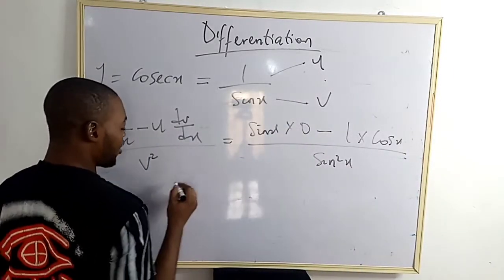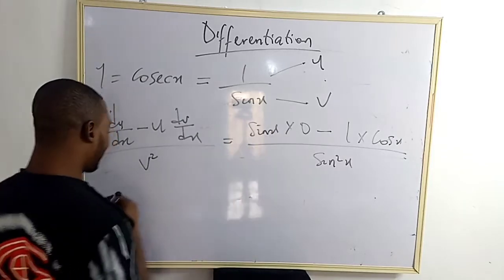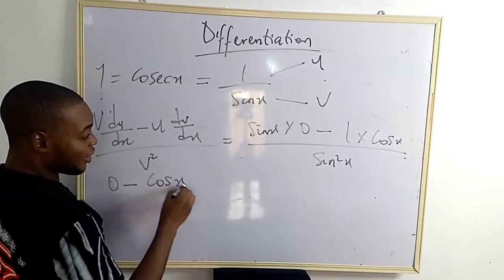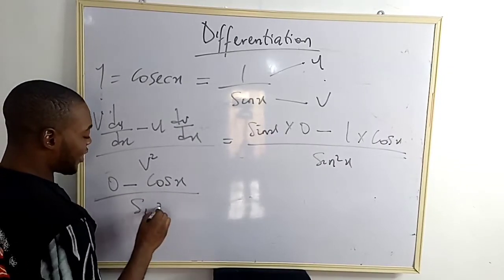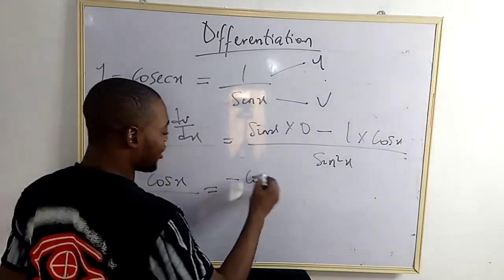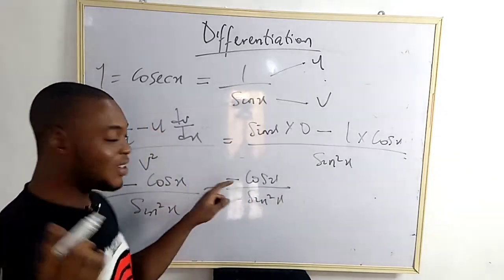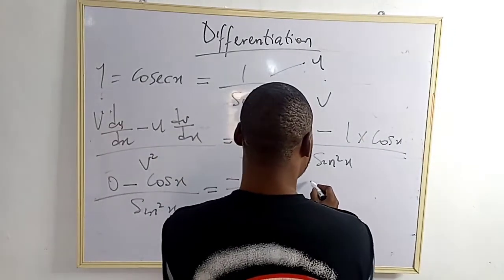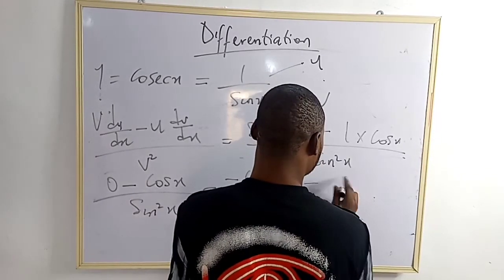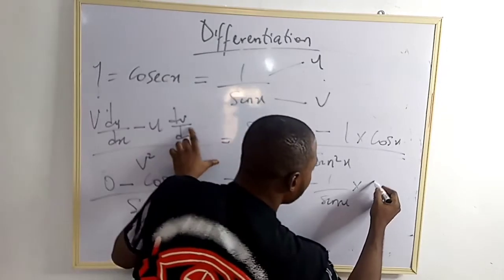So from there, sine x multiplied by 0 is 0, minus 1 times cos x, that's cos x, all over sine squared x, which is equal to 0 minus cos x, that's minus cos x, all over sine squared x. Remember, this can also be written as minus 1 over sine x multiplied by cos x over sine x.